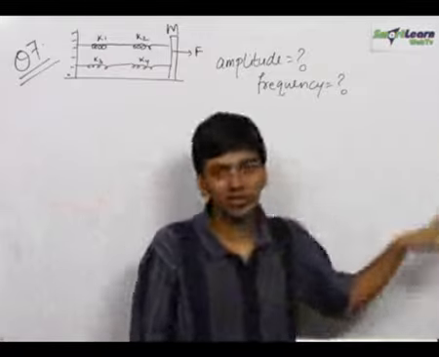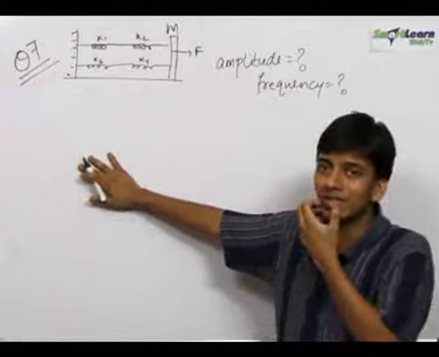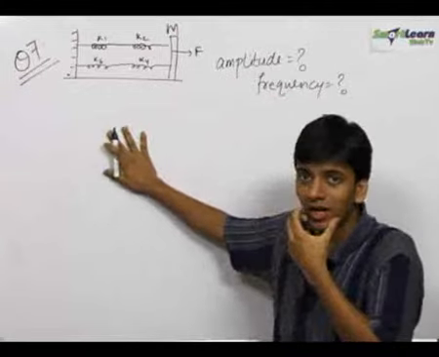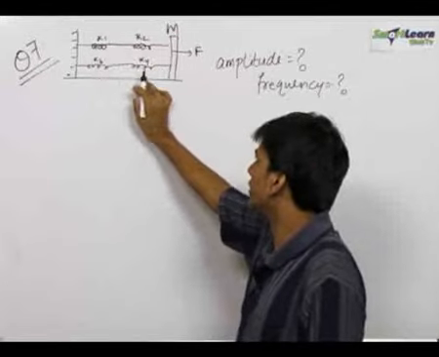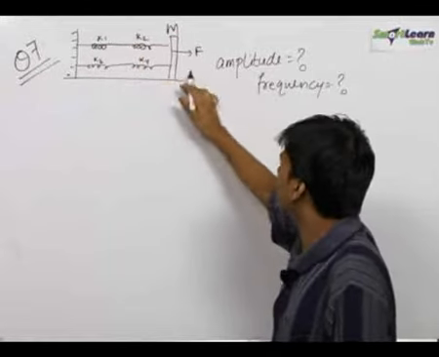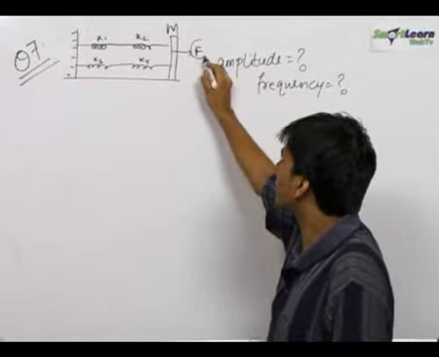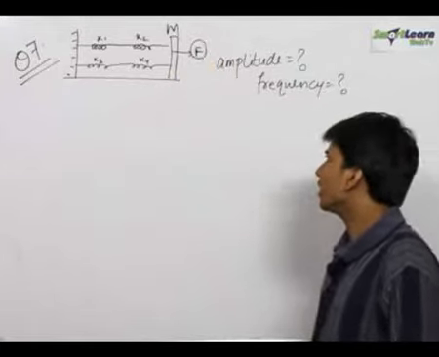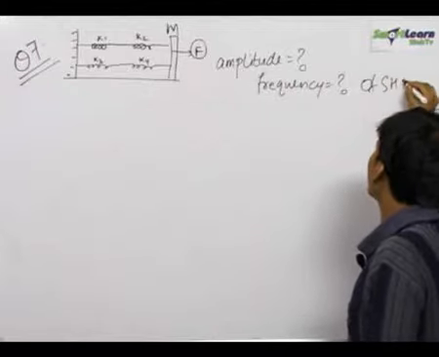This question may appear to be difficult, but it is a very easy one if you know the concept of combination of springs in the case of SHM. Here we have 4 springs of spring constant K1, K2, K3, K4, where they are arranged as shown. This is a mass M, and there is a constant force F acting on this block of mass M. We need to find out the amplitude and frequency of the resulting SHM.